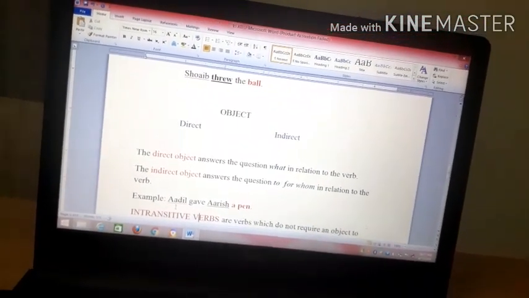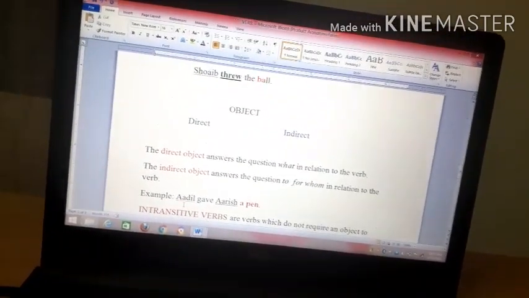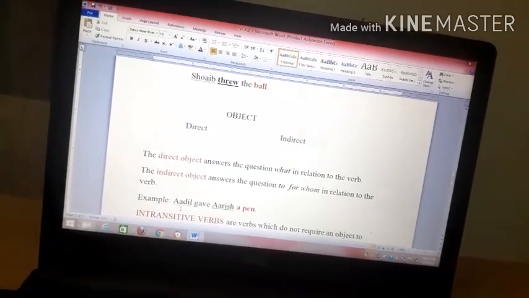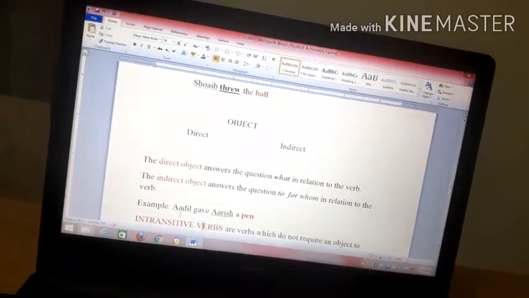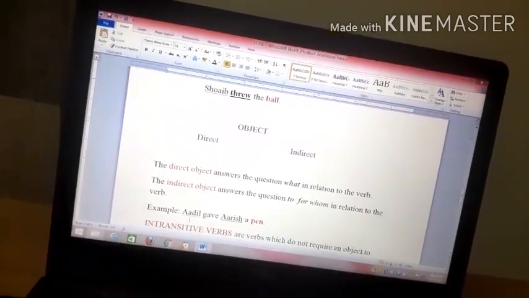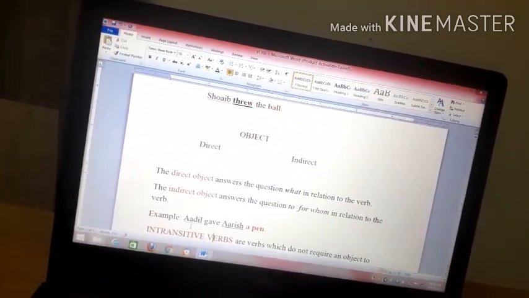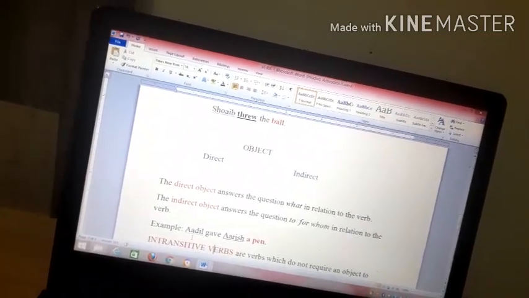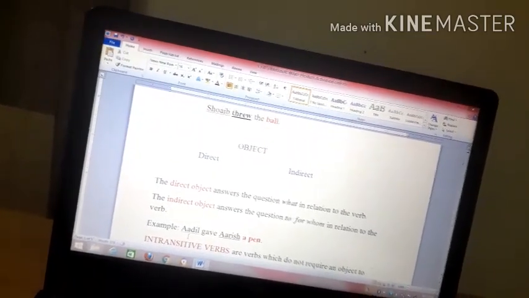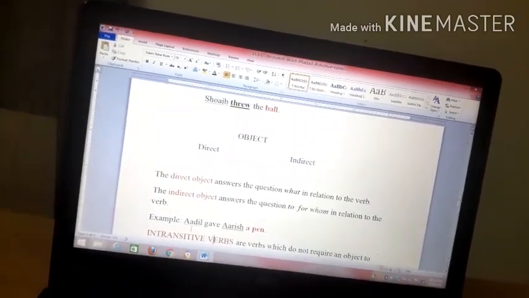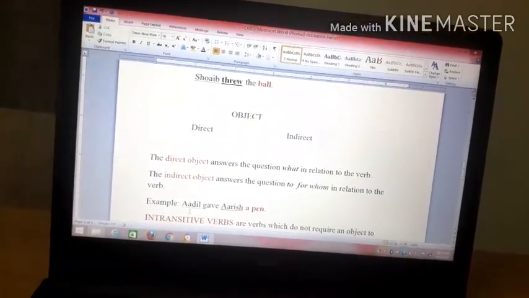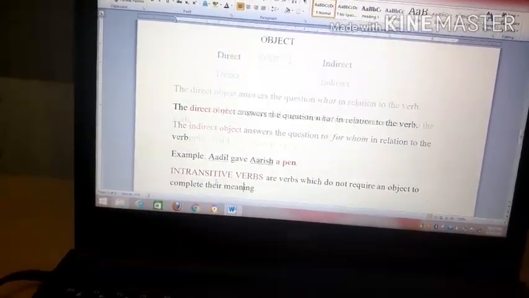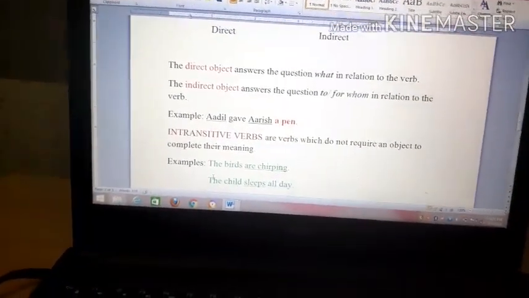As I have said, in the example Adil gave Arish a pen, when we ask the question, Adil gave what? The answer is pen. Hence the pen is the direct object of the verb give. And when we ask the question, Adil gave the pen to whom? The answer is Arish. Hence, Arish is the indirect object of the verb give. Clear? Now, we will see what an intransitive verb is.